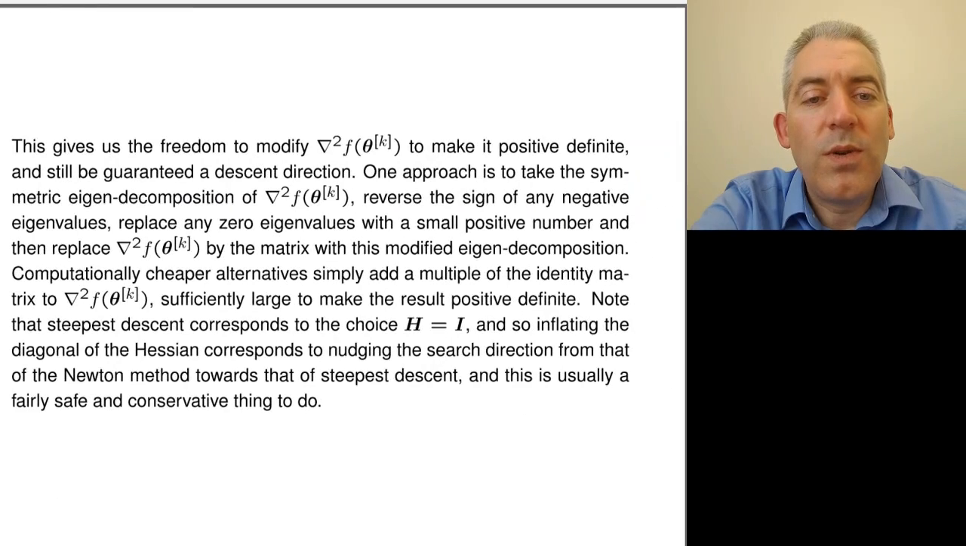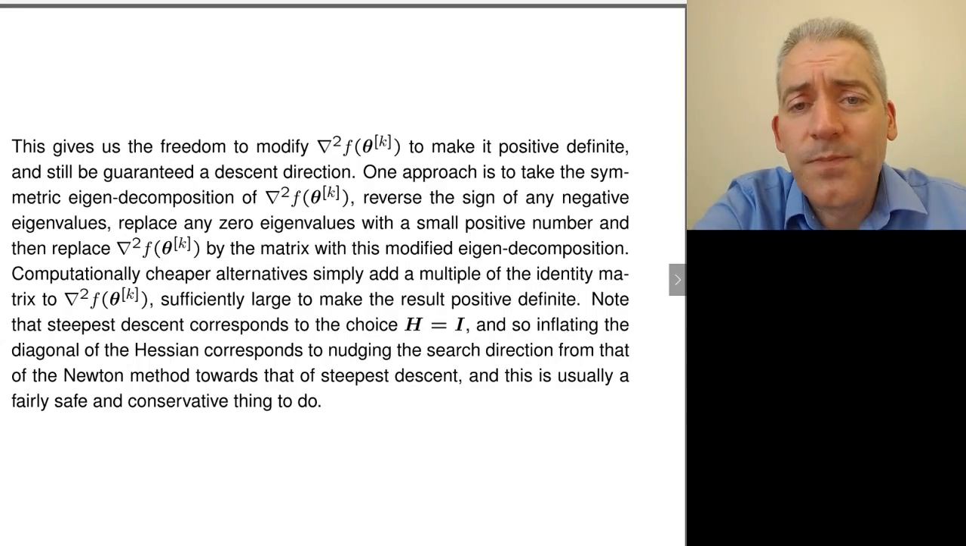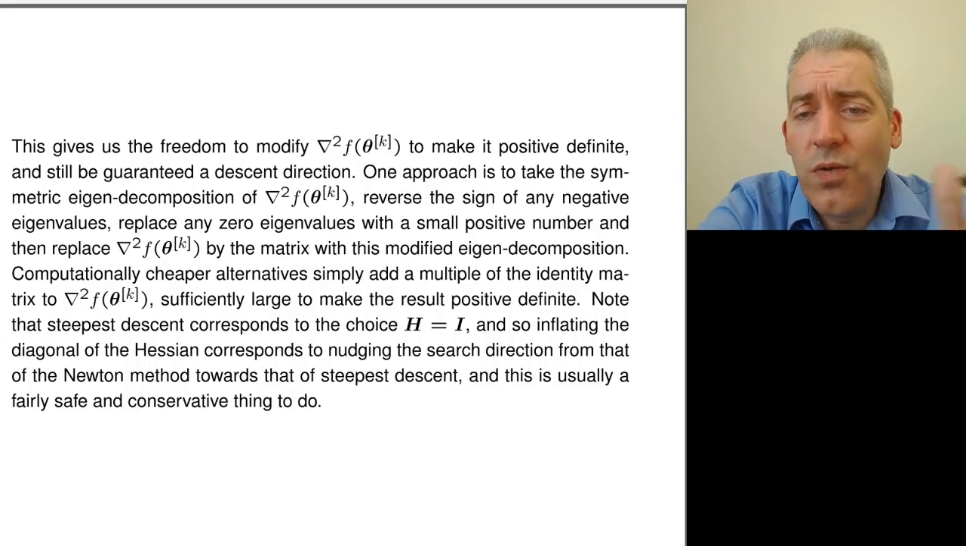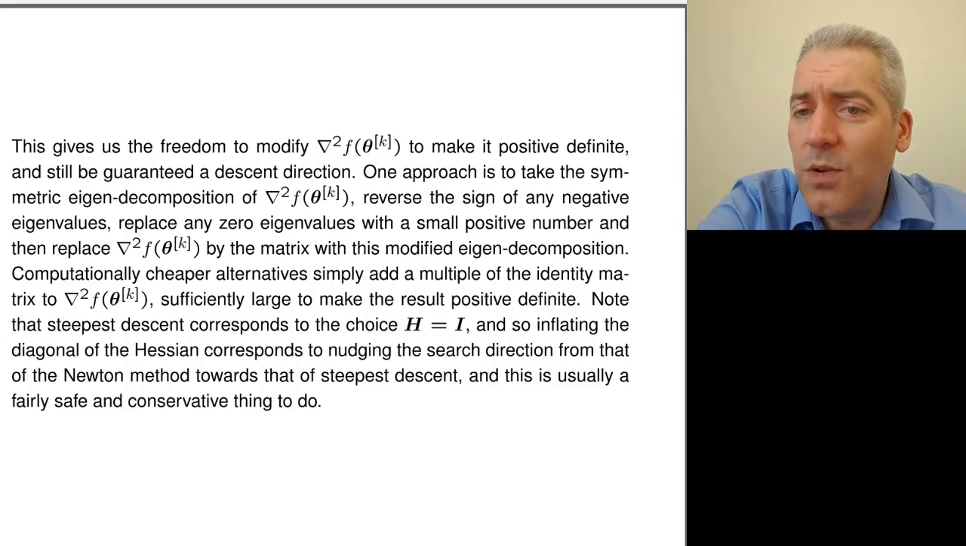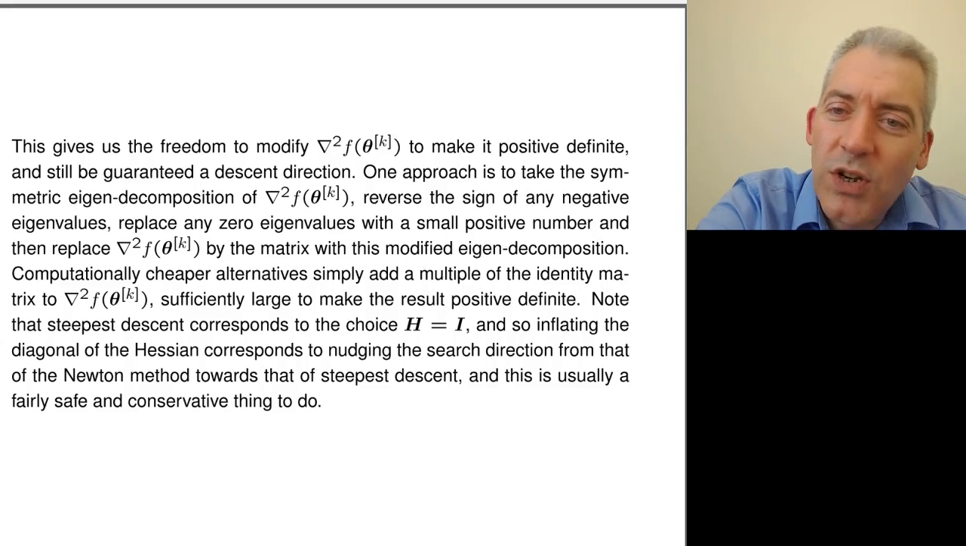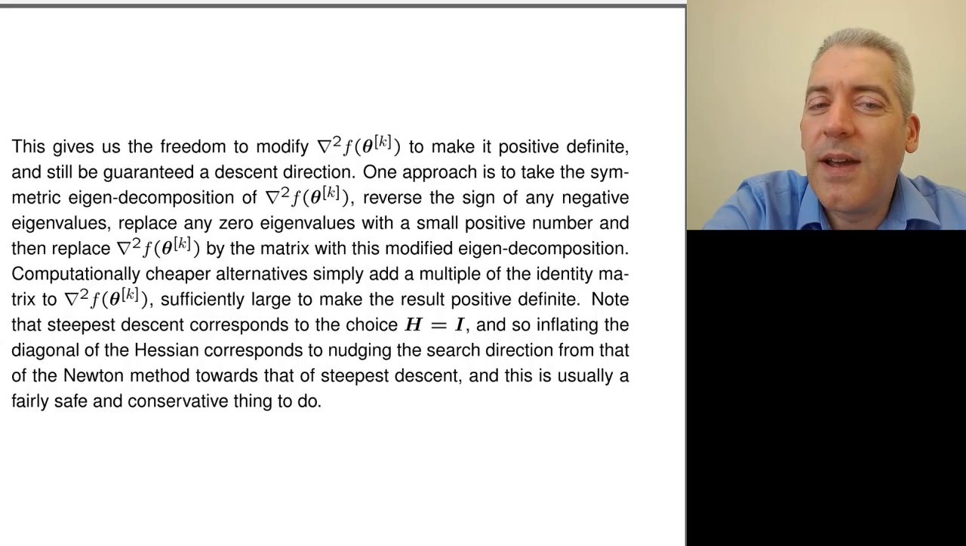So what you're doing when you add a multiple of the identity to your Hessian is you're sort of nudging your search direction from the true Newton search direction, which is directly towards the minimum of the quadratic approximation, and you're nudging it in the direction of steepest descent. And that's usually a fairly safe thing to do.